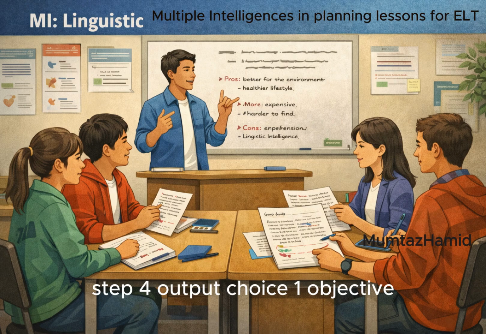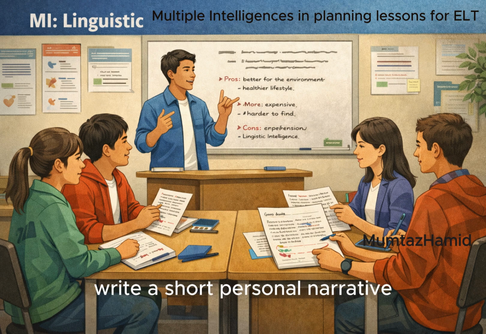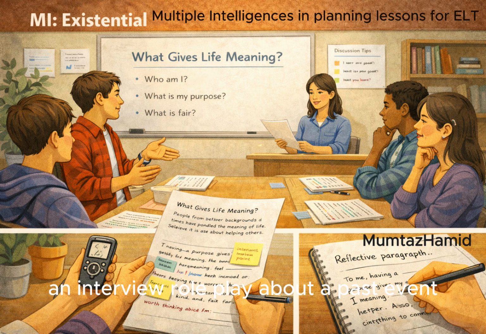Step 4. Output choice. One objective, multiple products. Learners choose one. Write a short personal narrative, linguistic. Record an interview role-play about a past event, interpersonal. Create a comic strip story with captions using past tense, spatial, plus linguistic.